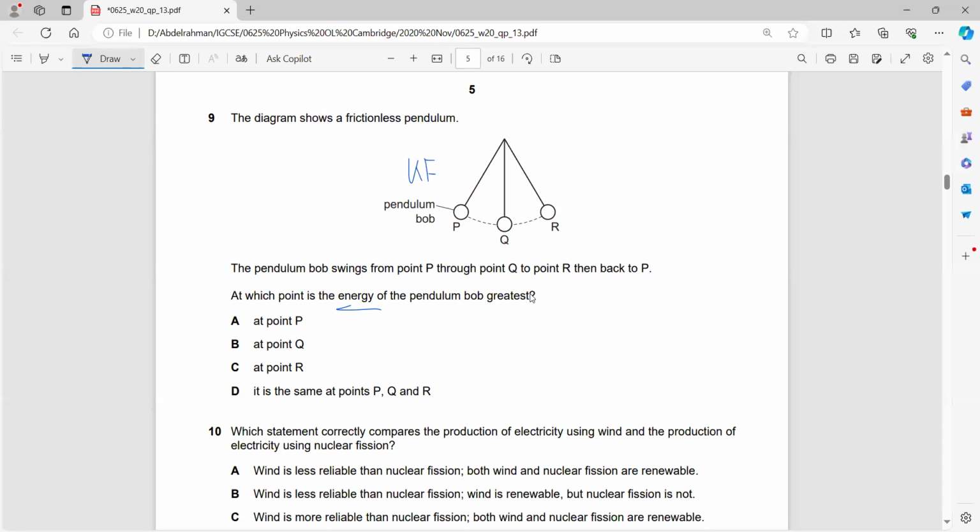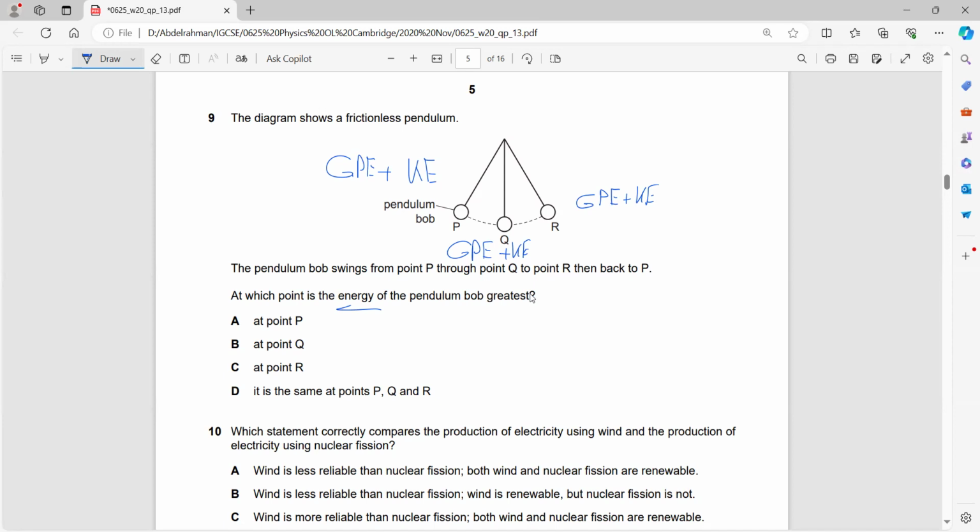So, for example, at P, the kinetic energy plus the gravitational potential energy would be equal to the gravitational potential energy plus the kinetic energy at Q, and the same applies for R. Gravitational potential energy plus the kinetic energy, they would all be equal. So the total energy is the same. The total energy remains constant. This is due to the law of conservation of energy.